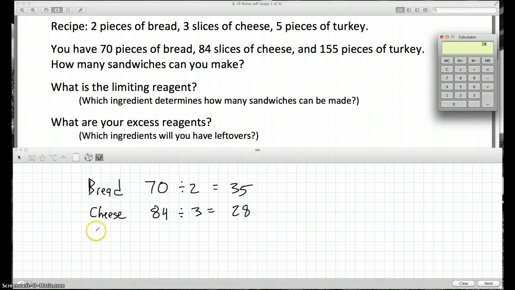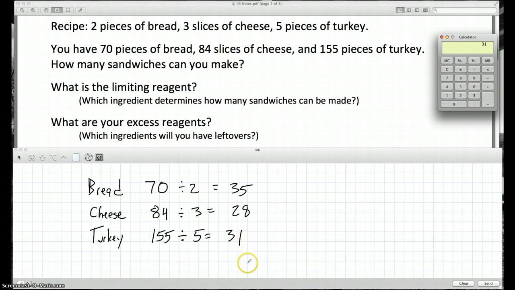And turkey, we've got 155 pieces of turkey. For each sandwich, we need 5 pieces of turkey. So if we just look at turkey, we can make 31 sandwiches. So bread we can make 35, cheese we can make 28, turkey we can make 31.